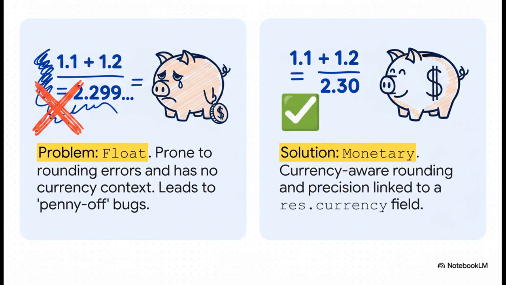And here it is, the first major mistake pretty much every new developer makes: using Float for money. Just don't, ever. I mean it. Floating point math is a disaster for currency because of binary rounding errors. It's how you get those infuriating penny-off bugs that drive accountants crazy. The only correct answer is the Monetary field. It's currency-aware, it handles rounding and precision correctly, and it will save you from a world of financial data bugs.